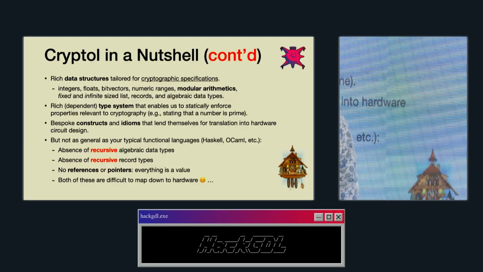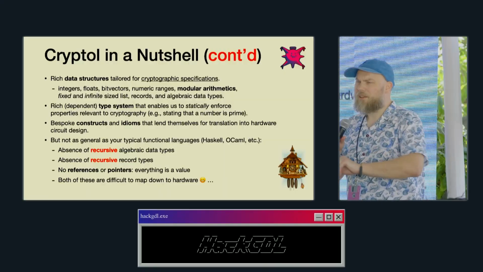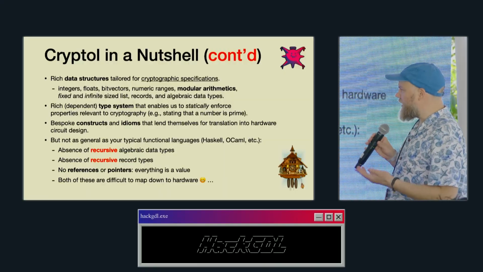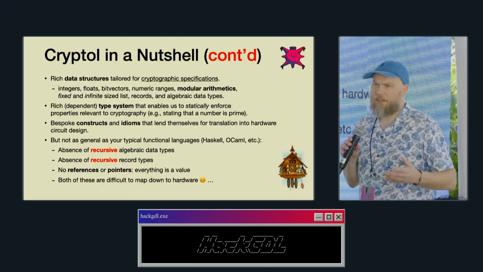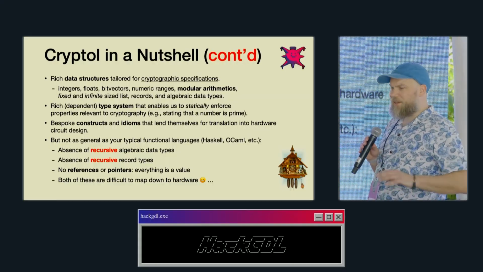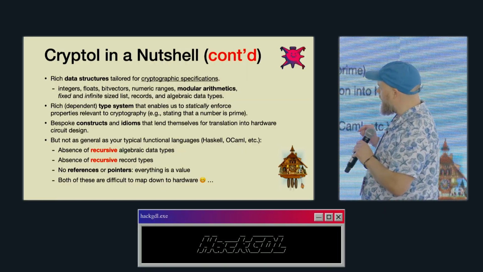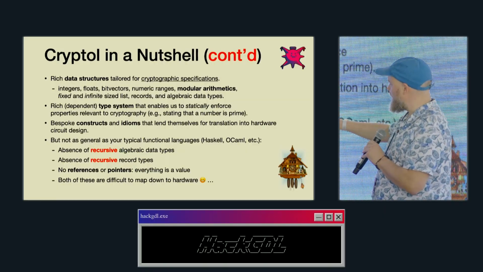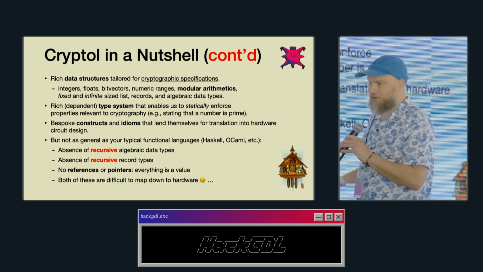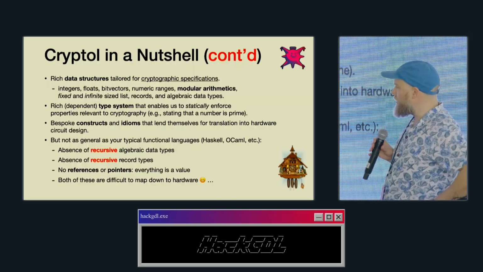One of the problems is recursion. When you synthesize into hardware, recursion is a very nice concept in high-level programming, and it maps very nicely to your architecture, but it doesn't map so nicely into a low-level hardware design. So some things are prohibited. Unfortunately, we don't have recursive algebraic data types or recursive record types. So that's one of the main differences to functional languages.